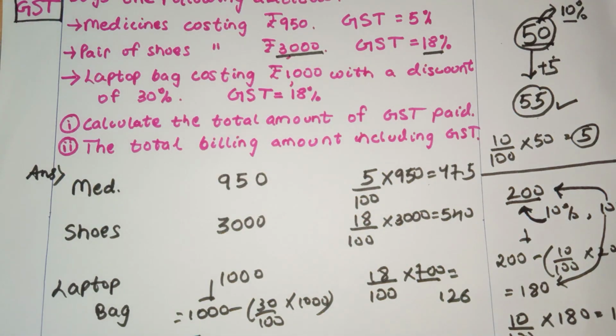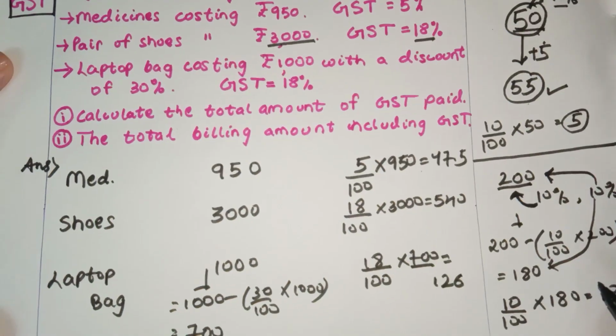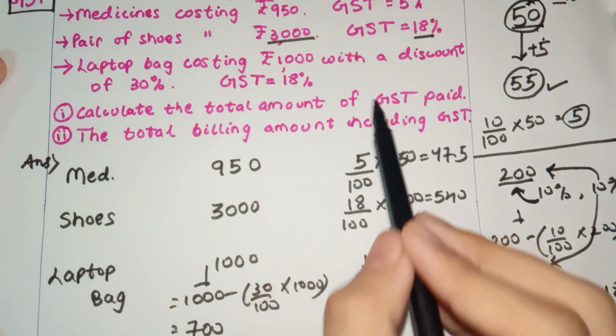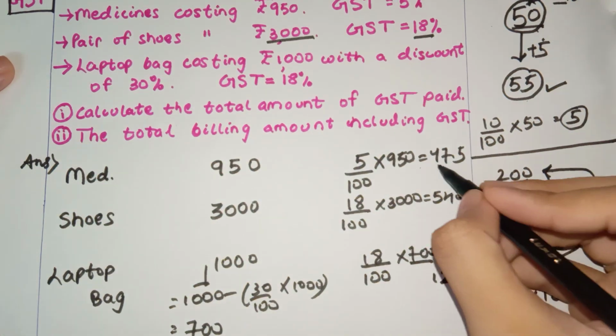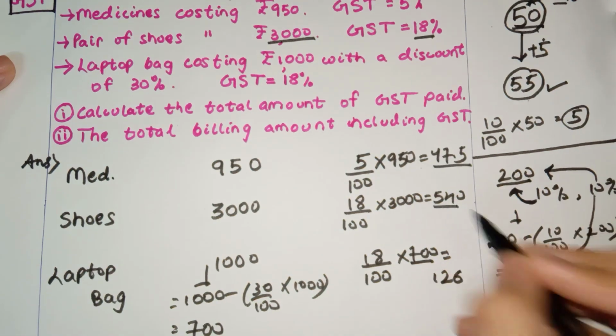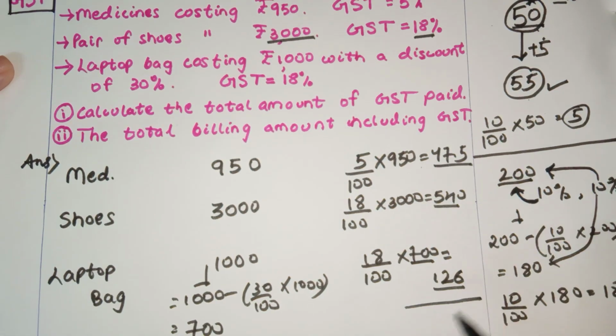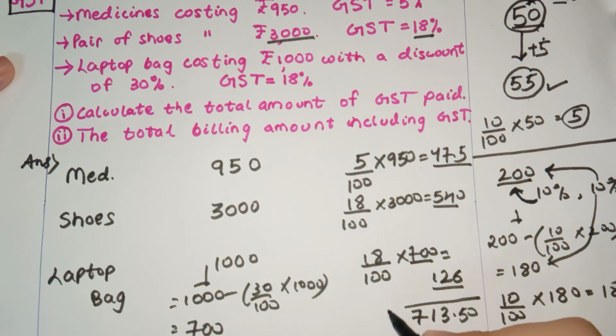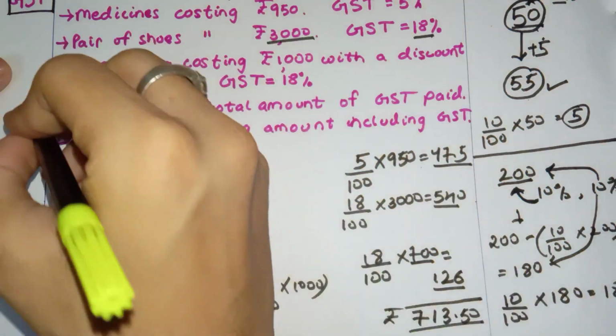Now when we first look at this question, we have to approach in this manner. We have to write all the credentials, then we'll see what the question demands. Here the question asks us to find the total amount of GST Mr. Bedi pays. So total GST is here 47.5, here 540, here 126. Adding this we get 713.50. This is the answer to our first part.